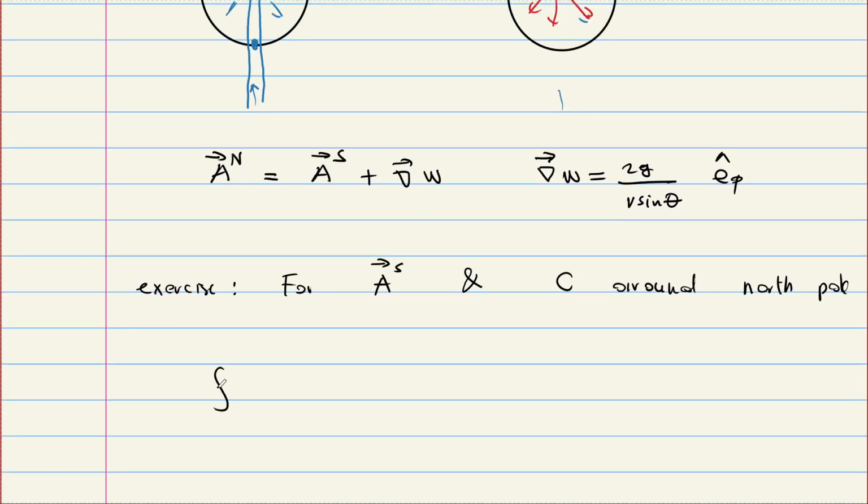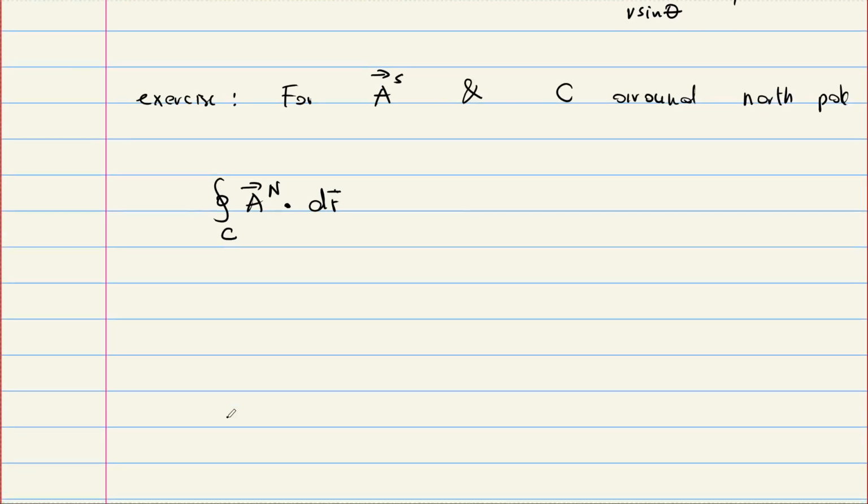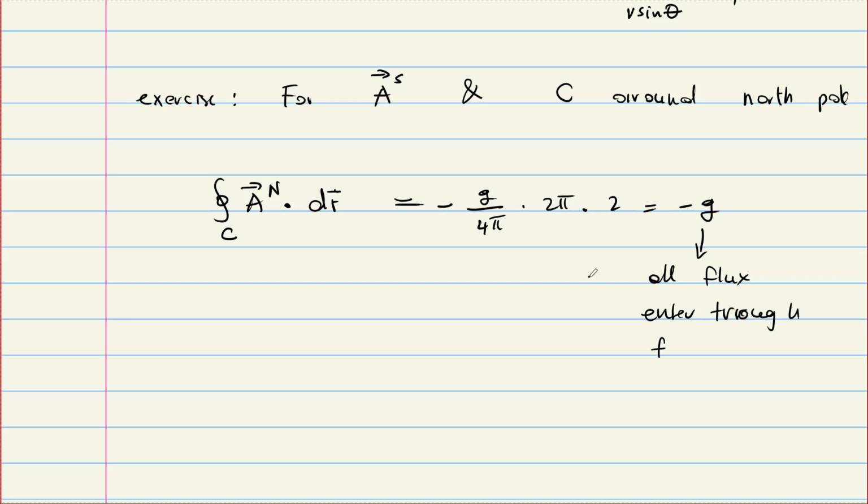So this is A north dotted onto dr in this tiny loop, and at least what I found here is minus G over 4 pi times 2 pi times 2, which is equal to minus g. And what this means is all flux enters through the Dirac string.